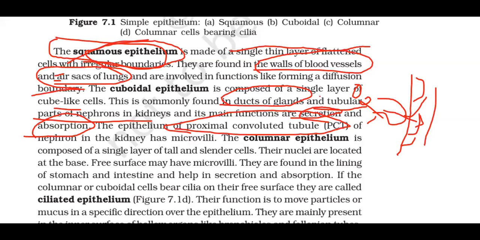Okay, next is the columnar epithelium. It is composed of a single layer of tall and slender cells. Columnar epithelium is the third one. So they are composed of a single layer of tall and slender cells. You can see this here when you look at it.